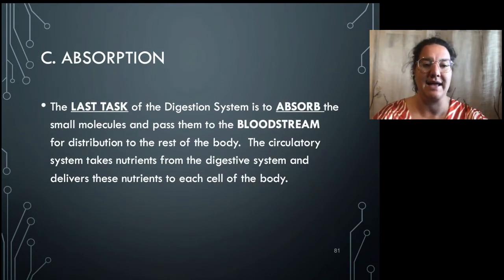The last task of the digestive system is to absorb the small molecules and pass them into the bloodstream so they can be distributed throughout the body. The circulatory system is going to take nutrients from the digestive system and deliver them to all the cells in our body.